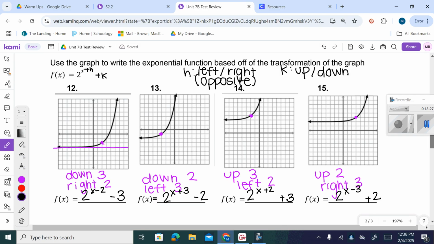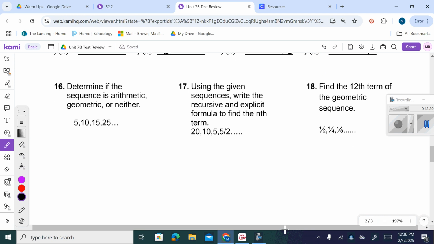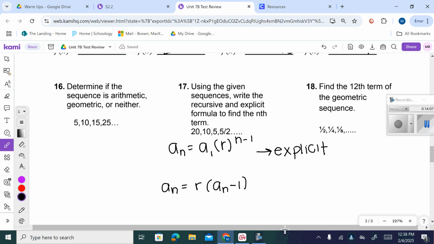All right, last little section. We're going to do 17 together. Okay? It wants you to write 2 formulas. I'm going to give you these 2 formulas on the test. You're going to have A of n equals A 1 R to the n minus 1. What formula is that right there? Is that explicit or is that recursive? Explicit. So label that as your explicit formula. Then my recursive is going to be A of n equals R, A of n minus 1.